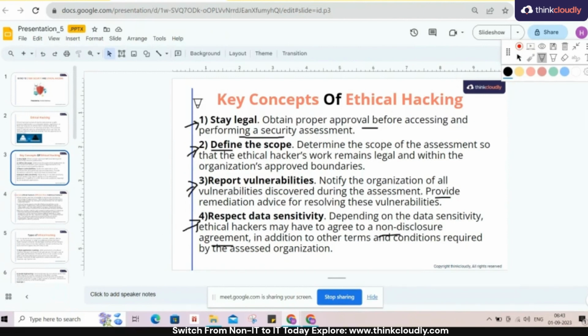So basically, an ethical hacker follows these four things, whereas an unethical hacker does not follow any rules or regulations. They are just doing it for fun or for some personal interest. So these are the key concepts of ethical hacking.